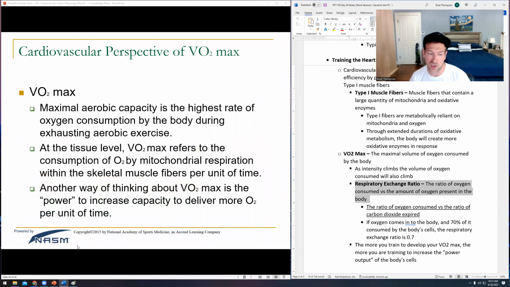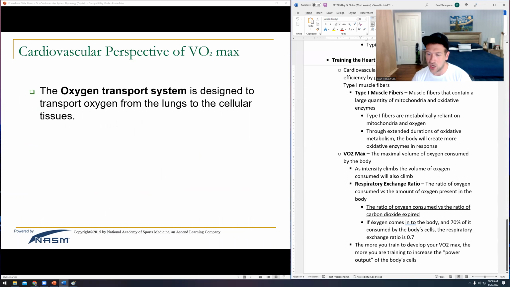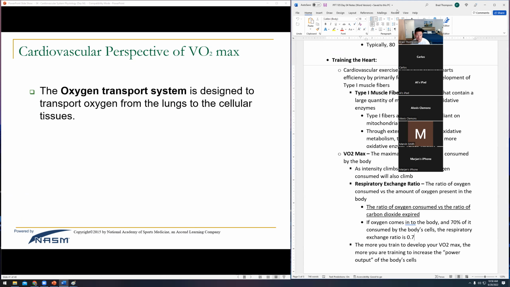So that's what the respiratory exchange ratio is, okay? It's the ratio of oxygen consumed versus the amount of oxygen present in the body. Or you can think of it as the ratio of oxygen consumed versus CO2 exhaled. If you exhale 100% of what you brought in as CO2, that tells us you're working as absolutely hard as possible. So in the body, 70% of the oxygen is consumed by the cells, and the remaining 30% is left over. That's when you are perfectly at rest. So when you are sleeping at your absolute lowest intensity, you are burning 70% of the oxygen that you're bringing in. The remaining 30% just gets exhaled.